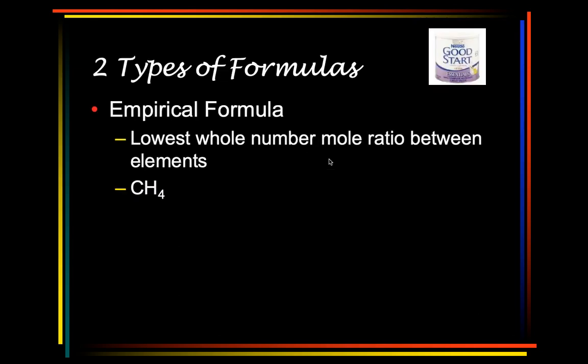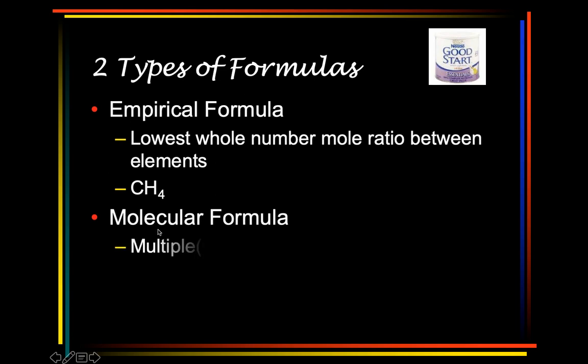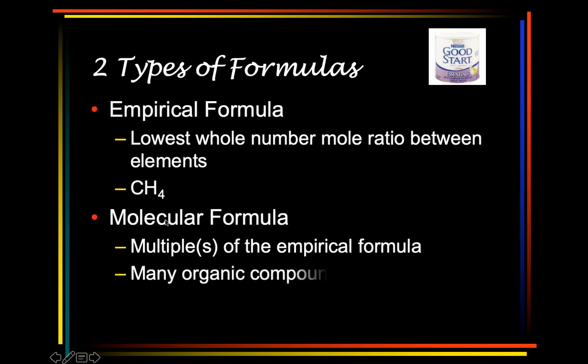All right. Back to this: two types of formulas, empirical formula and this thing called molecular formula. What's the difference? Molecular is a multiple of the empirical formula. So empirical is the lowest whole number mole ratio. If you multiply all of this by 4, that'd be a molecular formula. If you multiply all of this by 8, that's a molecular formula.